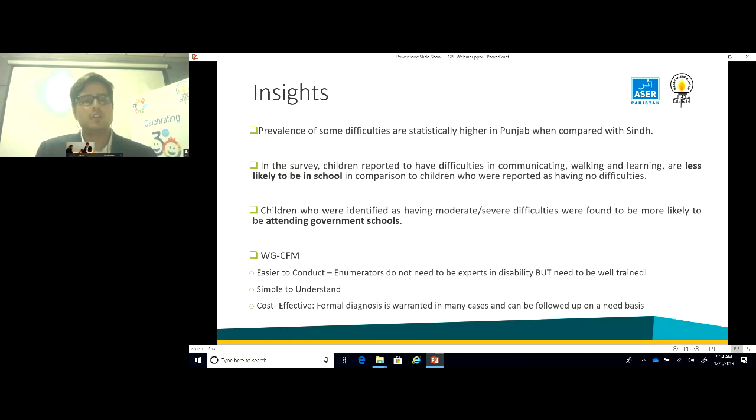Moving on, children with difficulties in communicating or walking or learning are less likely to be in school relative to children without any difficulties. In addition to this, children with moderate or severe level of difficulties were found to be more likely to be attending government schools.